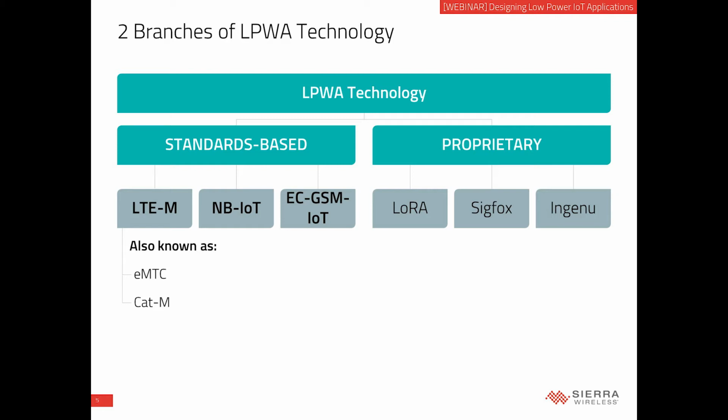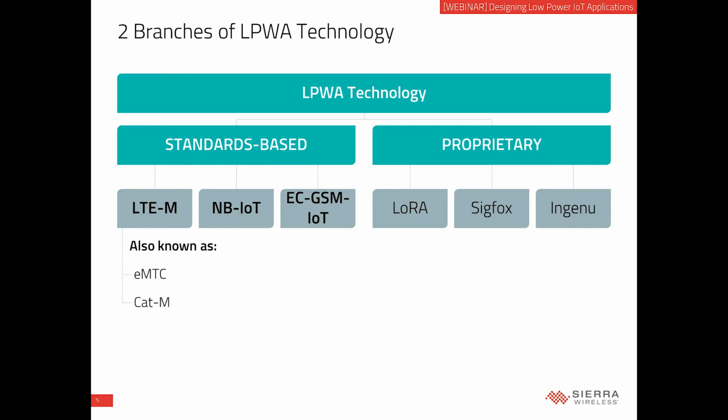One is called LTE-M, M for machine, which is also known as eMTC, for Enhanced Machine Type Communications, or sometimes CAT-M or CAT-M1, referring to a category of device. This is the closest one. This is the 4G technology and the most natural evolution of 4G networks for LPWA networks.